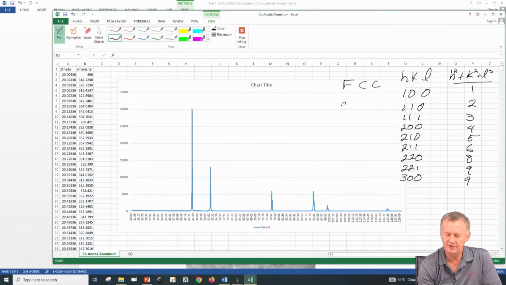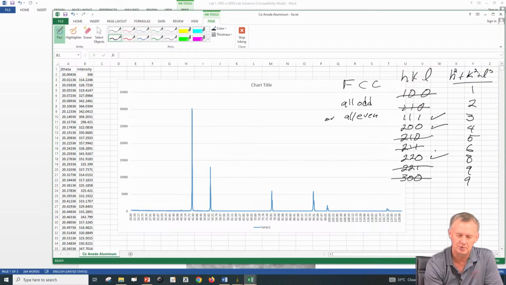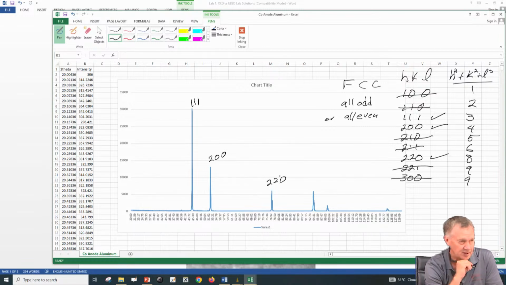Okay, all odd or all even is the selection rule. So 100 doesn't work. 110 doesn't work. 111 does work, right? 200, that one works. 210 doesn't work. 211 doesn't work. 220 works. This one doesn't work. This one doesn't work. Right, so the first peaks we would expect are 111, 200, 220. So we expect that to be 111. We expect this to be 200. And we expect this one to be 220, assuming all the peaks are available in the spectrum. Okay.